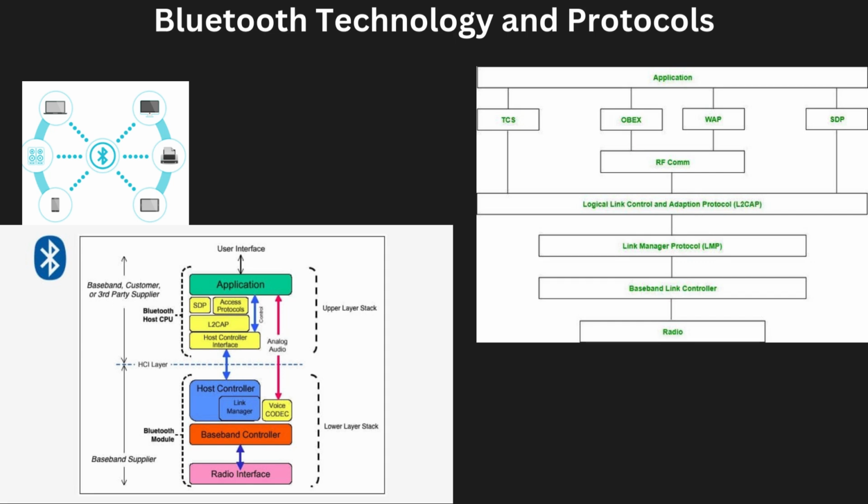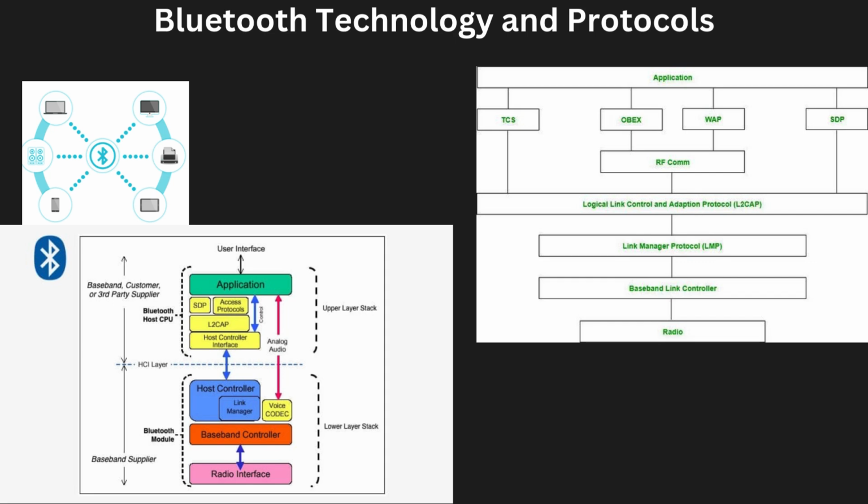So now, Bluetooth technology and protocols. Bluetooth is a short-range wireless technology that enables devices to communicate over short distances, typically up to 10 meters. It operates in the 2.4 GHz ISM band and is widely used for personal area networks (PAN). Bluetooth uses frequency hopping spread spectrum to minimize interference and improve reliability.